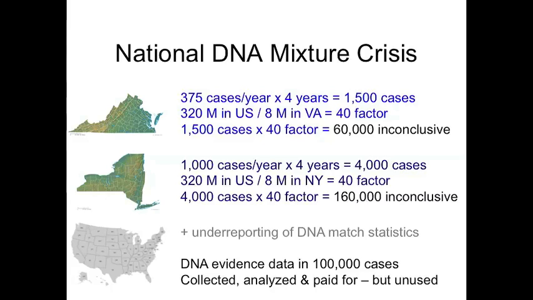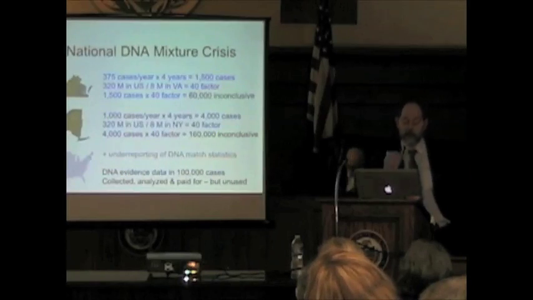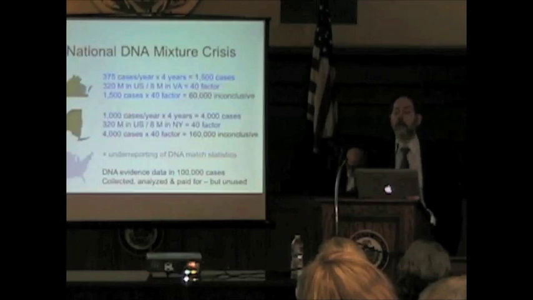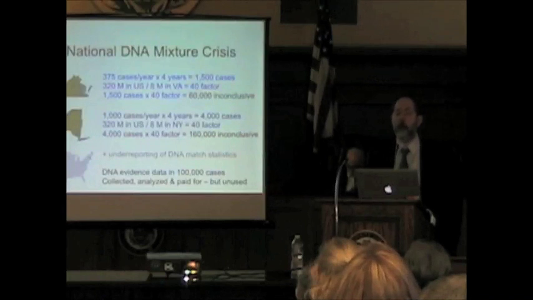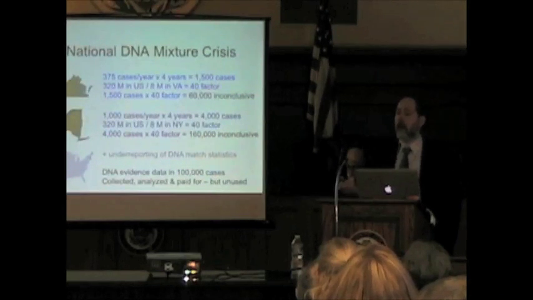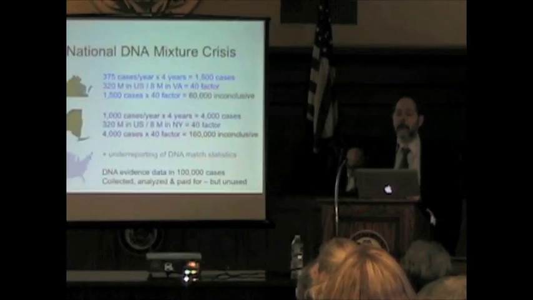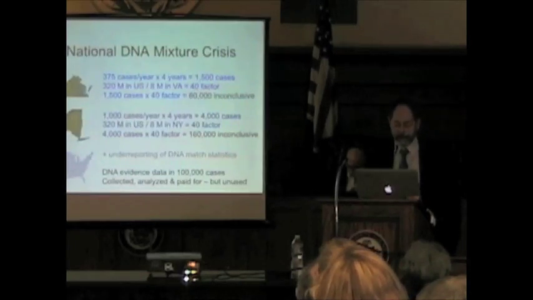And as the analysts in those labs point out to me, we're not even talking about the underreporting of DNA match statistics, how a 100 billion match statistic gets reported out as 100, or at that level. So the DNA evidence data in 100,000 cases that have been collected, analyzed, and paid for by taxpayers, most of which our studies show are highly informative, that could be used to protect society, are thrown out. And they're just not used. Some people find that a problem.